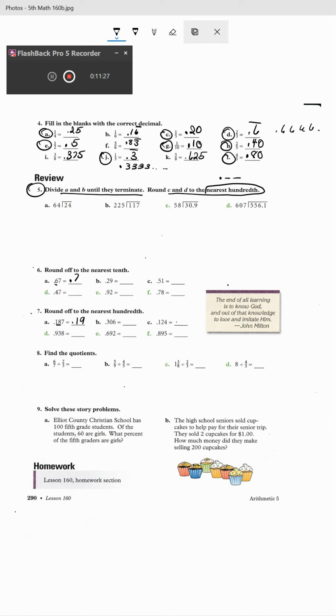Find the quotients, don't forget. You change it to a multiplication problem. You flip the second number. Cross cancel. 9/7 is 1 2/7.